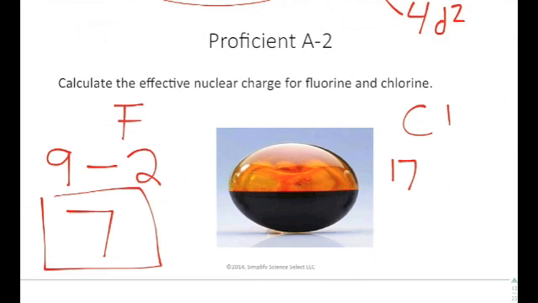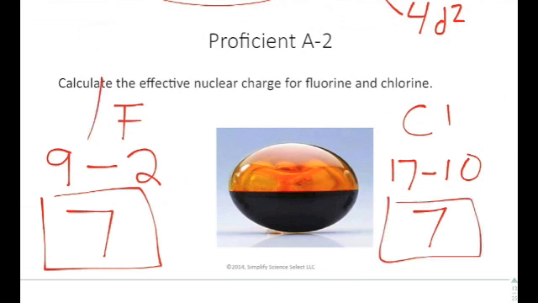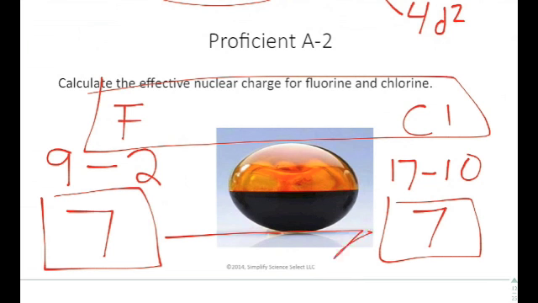Chlorine, on the other hand, if we go from chlorine, we go left to sulfur and phosphorus and silicon and aluminum. The next noble gas that we get to is neon, which is 10. So 17 minus 10 is 7. So if you look, chlorine and fluorine have the exact same effective nuclear charge, which is significant because they actually have similar chemical properties because they are both halogens.